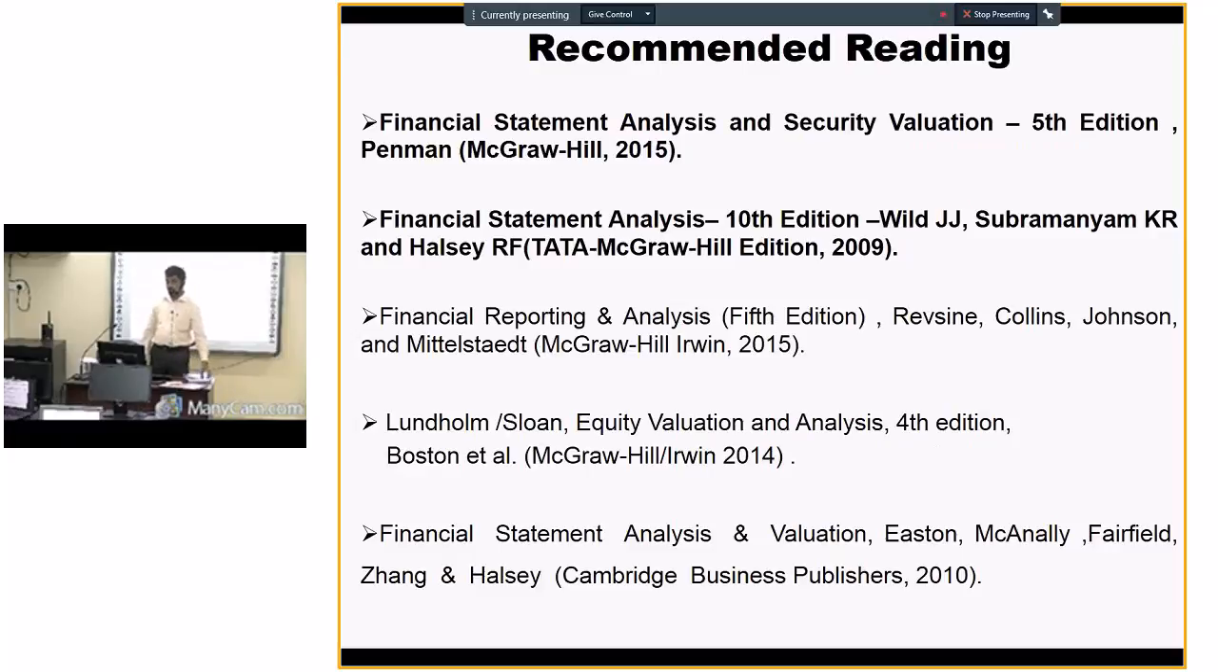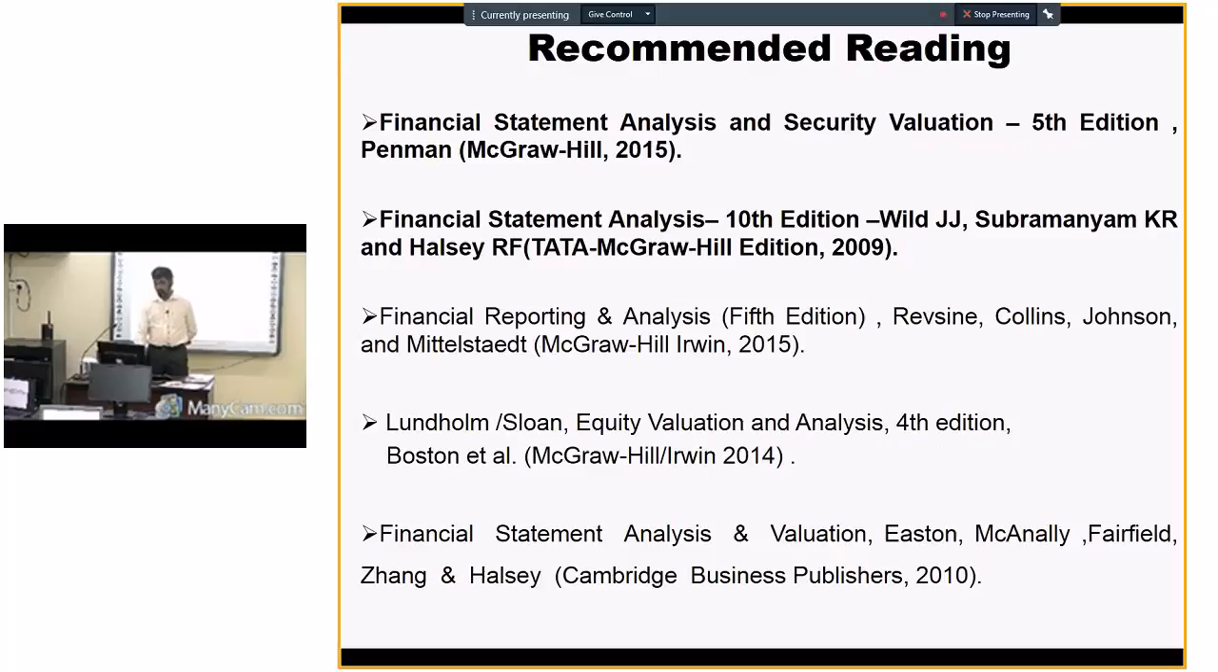Here, in addition to that, the next one, the second one, Financial Statement Analysis, 10th edition. This is from Dr. Subramaniam and Halsey. Then here we also have Indian editions. If you wish, you can buy those types of books, right? In addition to that, I hope to upload some books and lecture notes, the lecture notes or lecture guides relevant to this.